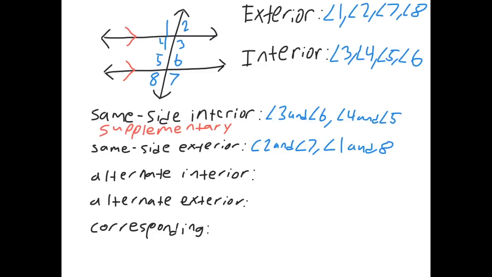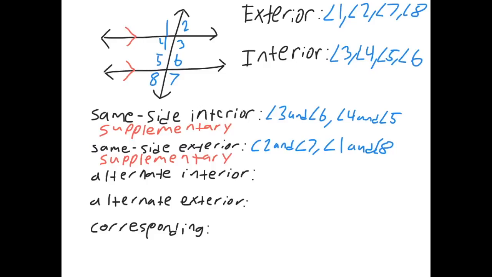And once again, they're on the same side, both the same side interior and the same side exterior are both supplementary. So again, if you add angle 2 and angle 7, they will add to 180 degrees. Same with angle 1 and angle 8.